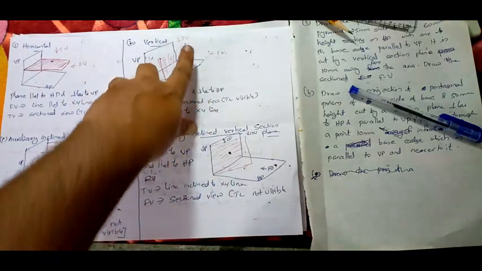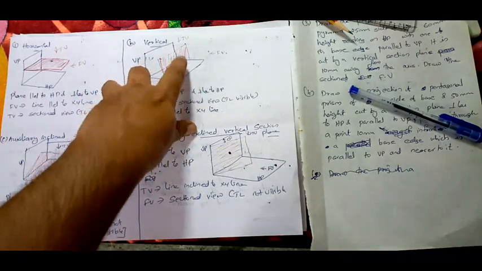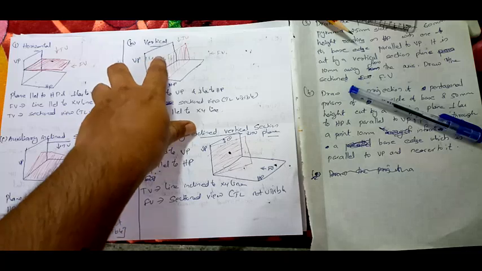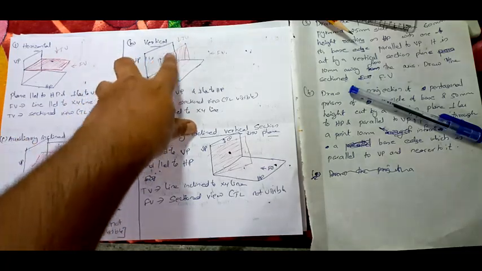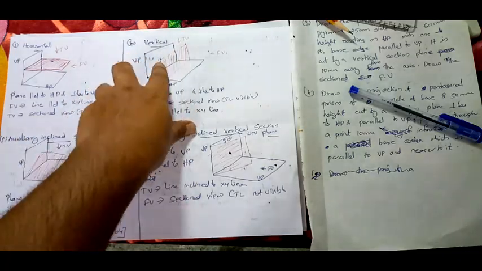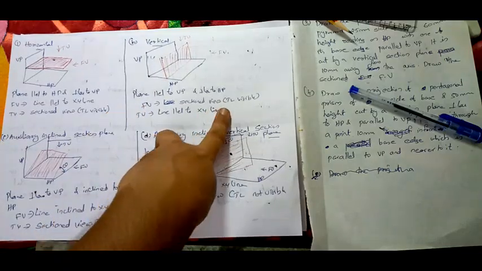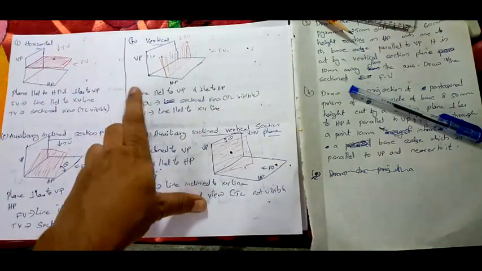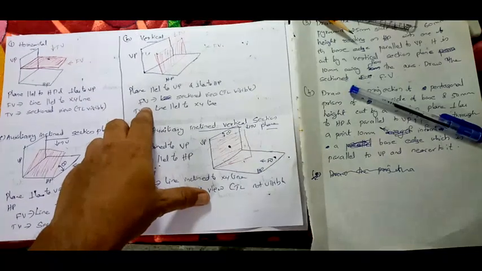If you are looking from the front, you can see the full section. This plane is parallel to VP, so you can see the true length. In the top view, you can see this line only. So the front view here is the sectioned view, true length is visible, and the top view is a line parallel to the XY line. This is the vertical section plane.